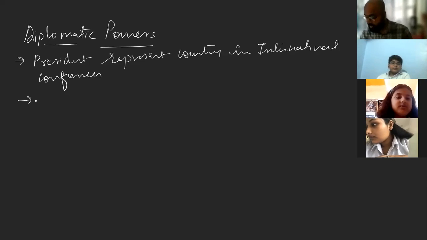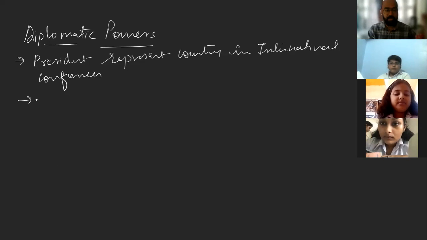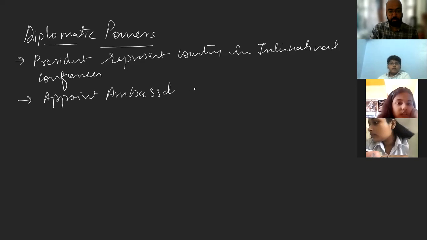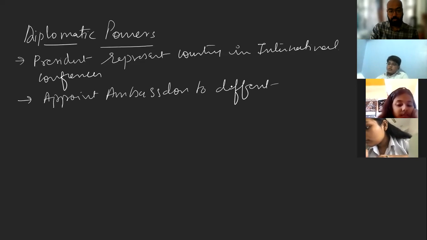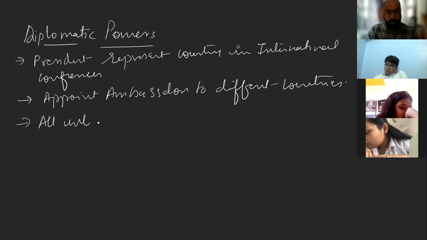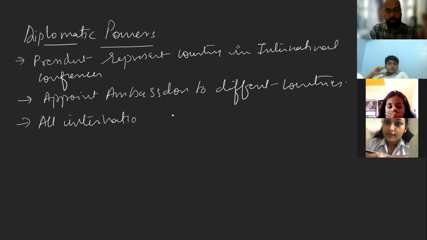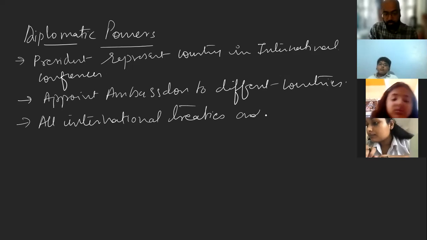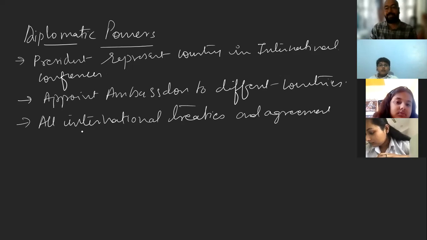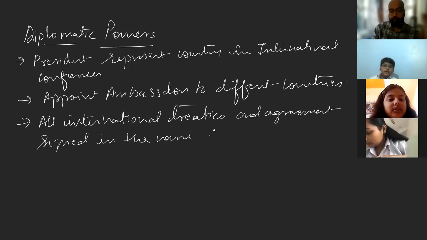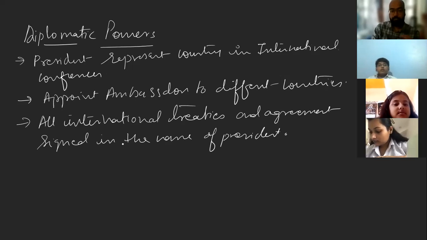Then it says that the president appoints Indian representatives. So you can write simply, appoints ambassadors to different countries. Then all international treaties and agreements are signed in the name of the president. Is that clear?